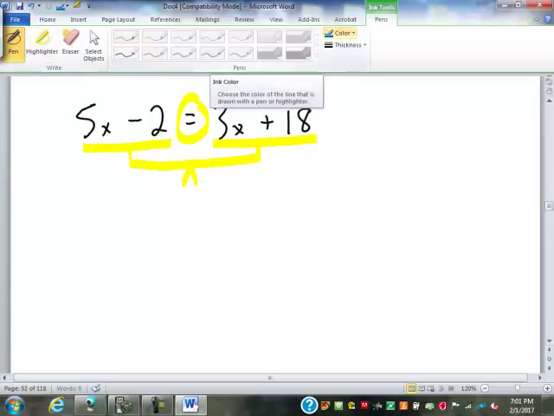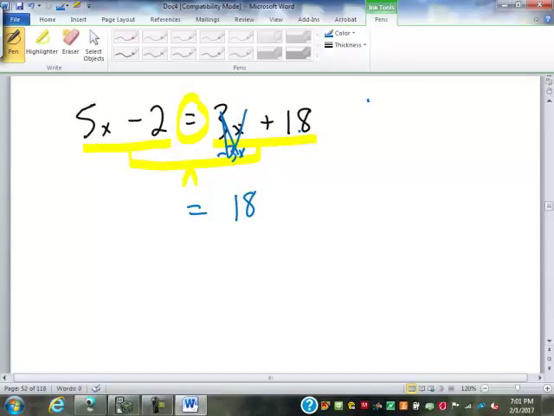To deal with this, we have to get rid of one of the x's. Mathematically, to get rid of something, we subtract it. It's easier to get rid of the smaller one. Which one is smaller, 5x or 3x? 3x. So I'm going to subtract 3x. It is now gone, leaving just 18 over here.